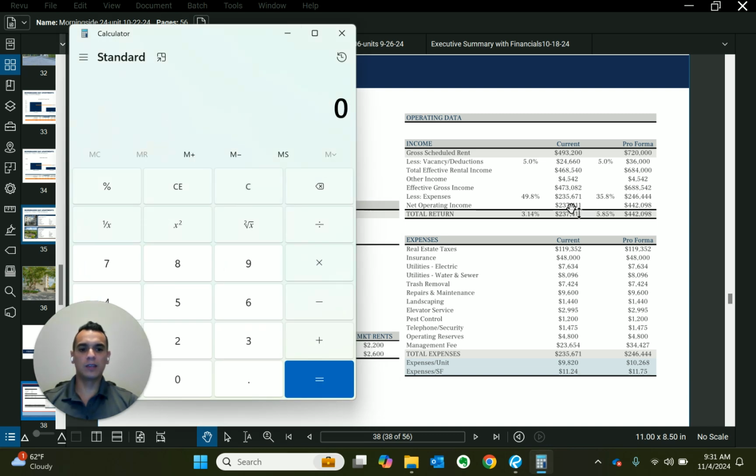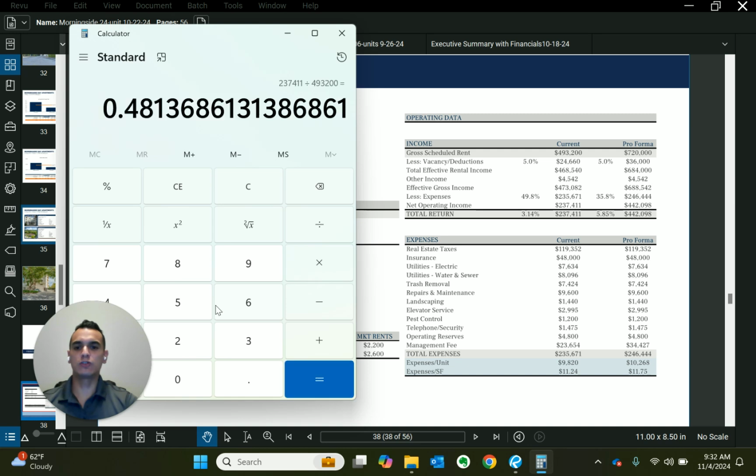I like to do the percentage rule, the expense ratio. So we're going to look at 237,411 in the current, divided by the current gross income, 493,200. This looks at the NOI as a ratio to the gross income, and you can see it's 48%. I usually look for around 60%. I think that's a good number. This is actually on the lower side, meaning that, yeah, these probably are under-rented numbers.